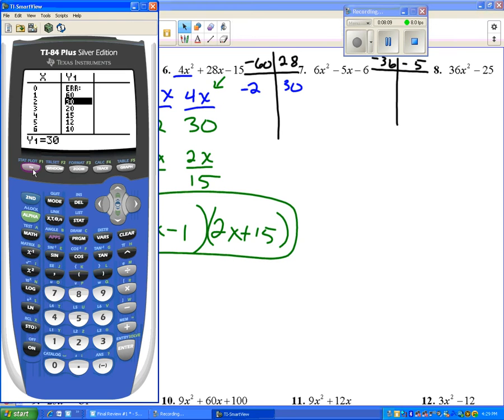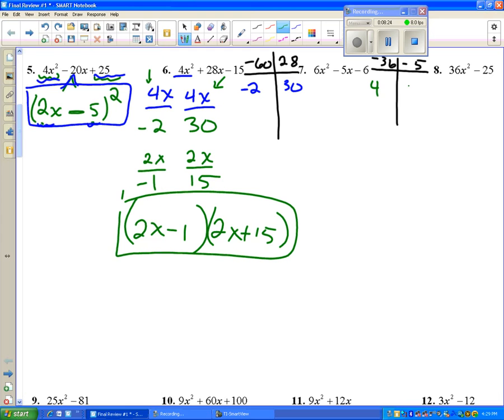Again, you can go to your calculator and see what multiplies to be 36. 1 and 36 will not give me negative 5. 2 and 18 will not. 3 and 12 will not. But 4 and 9 will. So I need a 4 and a 9. It needs to be a negative 9 to add up to be a negative 5.